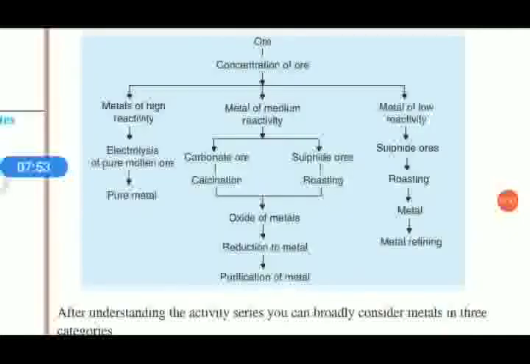We can classify metals into three categories: metals of high reactivity, metals of medium reactivity, and metals of low reactivity. We get ore. Then we remove the main impurities like mud, stone, etc. from that. Then we get the concentration of ore. Suppose seawater is our ore. We take seawater and evaporate the water. We get the concentration of ore, that means sodium chloride. From that we separate the sodium.